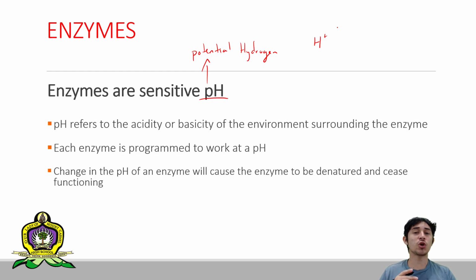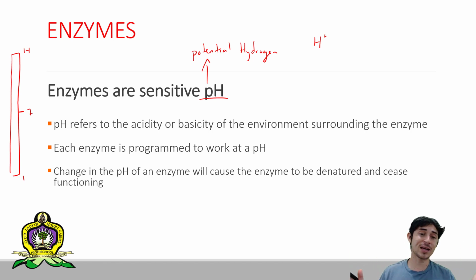An enzyme is unable to work outside of its normal pH. This means that every enzyme is designed and programmed to work at a specific pH. There is something known as a pH scale, and the pH scale shows the acidity from 1 to 14, 7 being neutral, it's not acid nor alkaline.